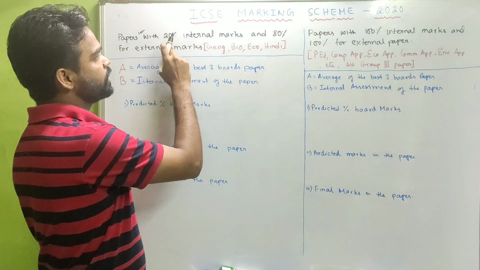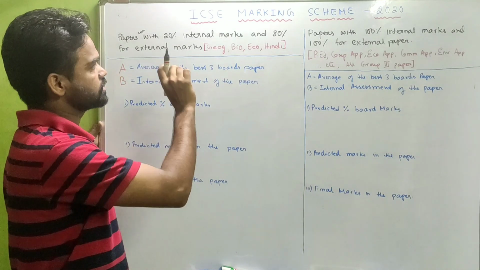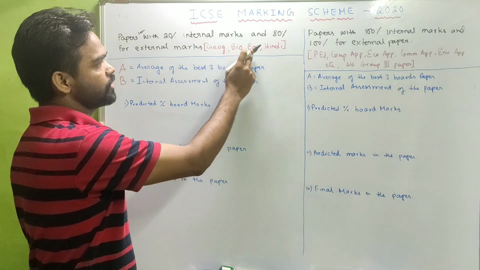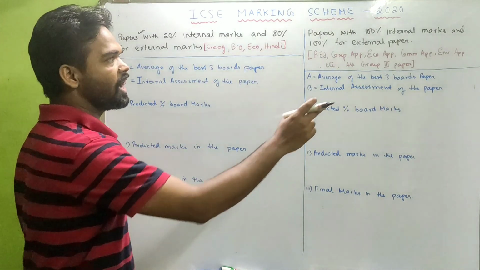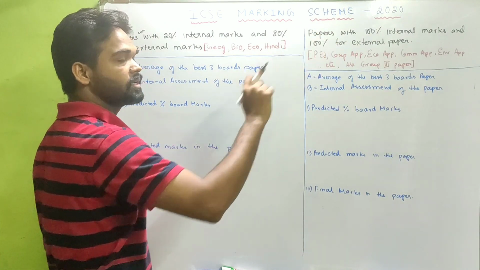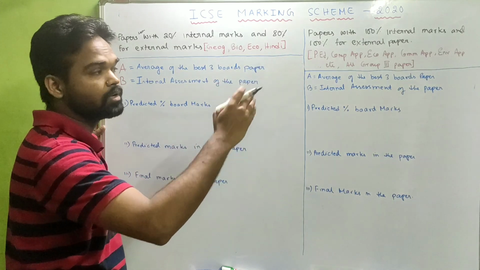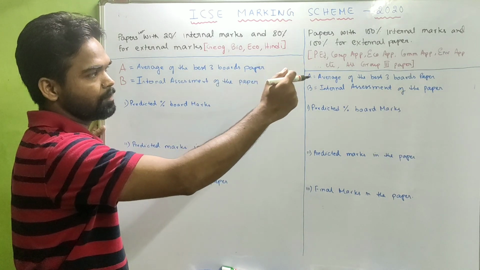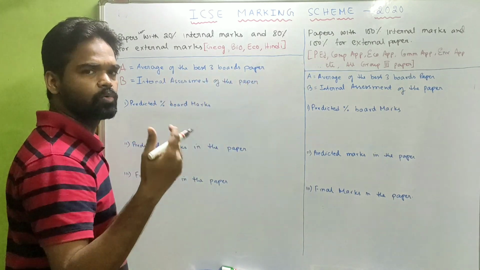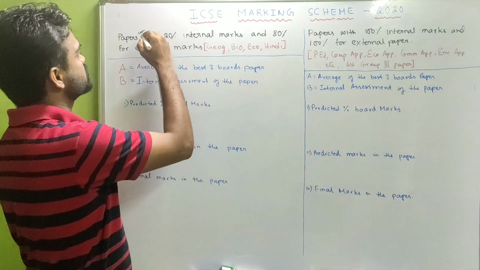Now you have two types of papers which they were not able to conduct. One is where you had 20% internal marks and 80% external marks, for example geography, bio, eco and Hindi. The other is where you had 100% internal marks and 100% for the external paper, for example physical education, computer application, economic application, commercial application, environmental application, and all group 3 papers. Let us first discuss the first one.